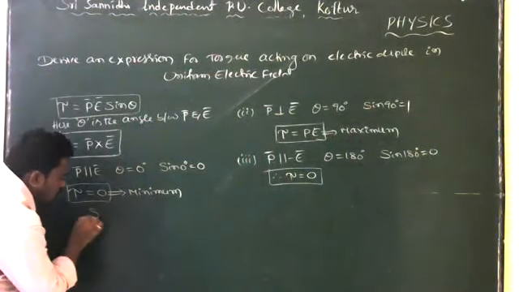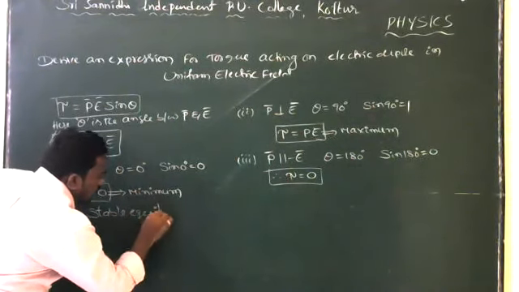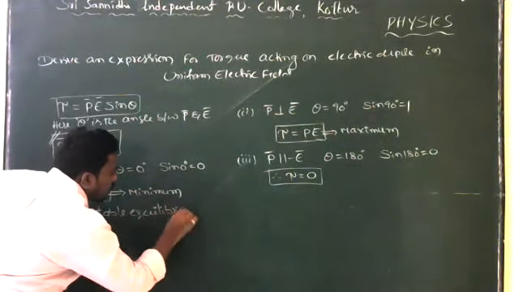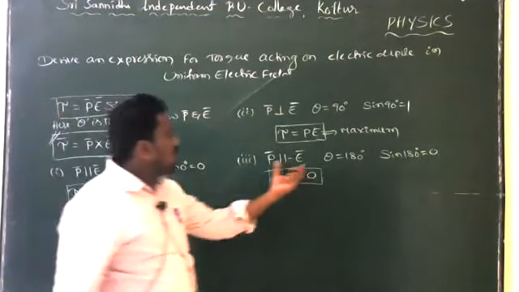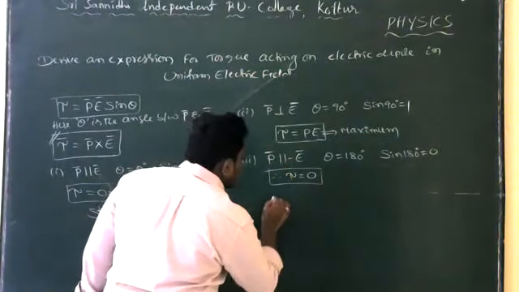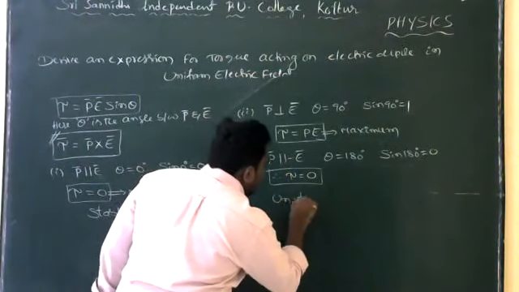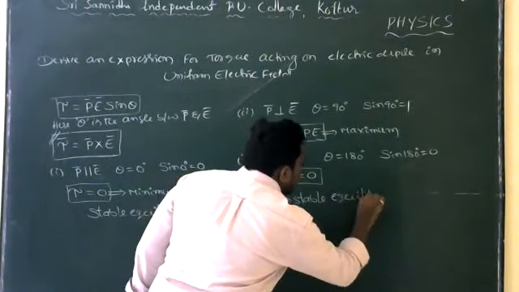The electric dipole is in stable equilibrium in this condition. Next, P is anti-parallel to E, so theta is equal to 180 degrees. In this case the electric dipole is in unstable equilibrium.